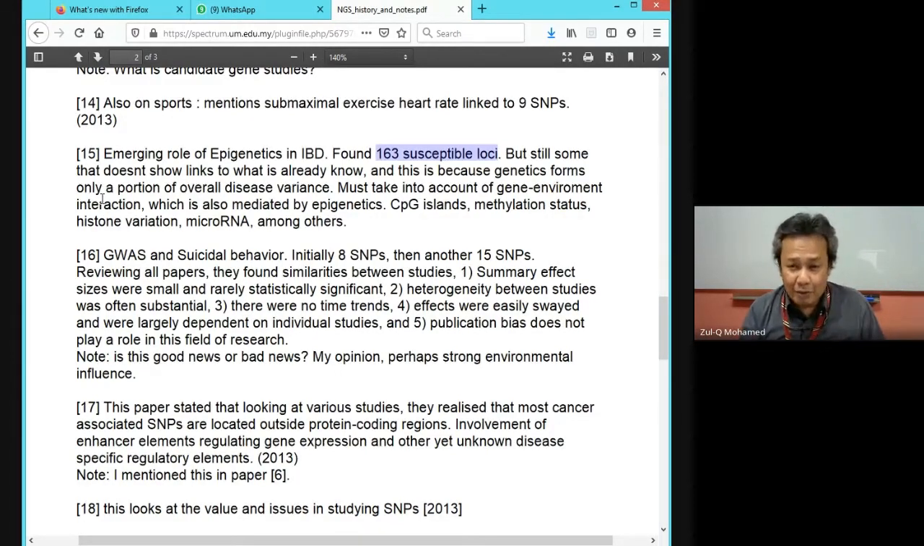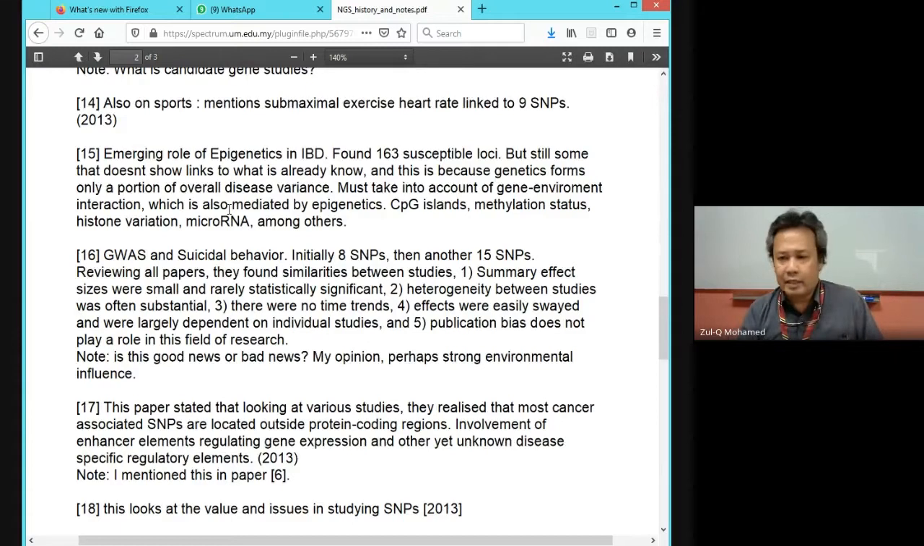So what does this mean? They do not show a link to what is already known. This is because genetics forms only a portion of overall disease variance. So again, phenotype is genotype plus environment. We must take into account gene-environment interaction, and this gene-environment interaction is mediated by epigenetics. What is epigenetics?